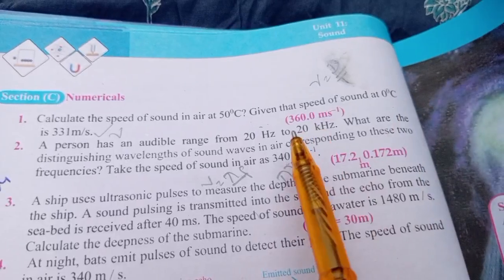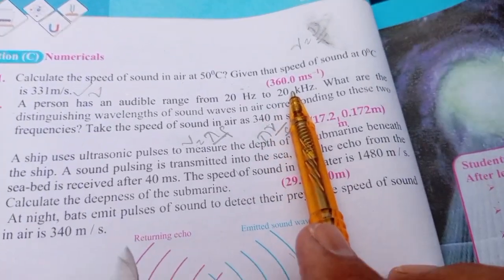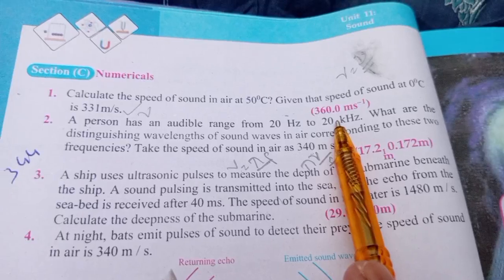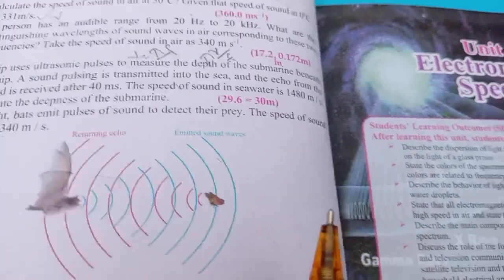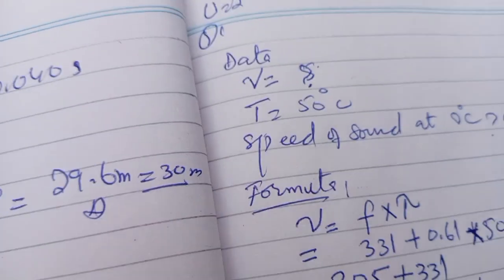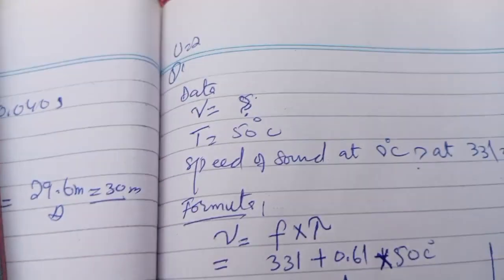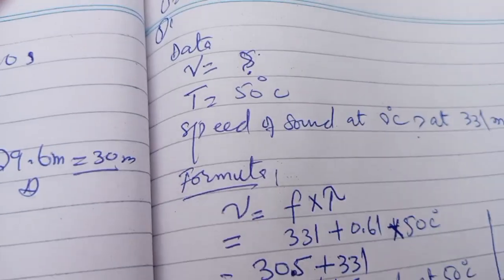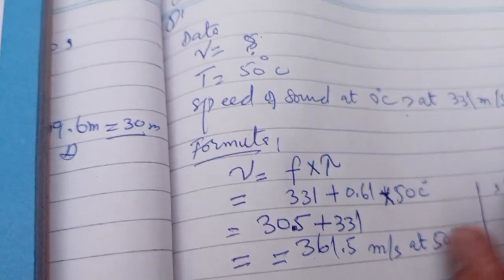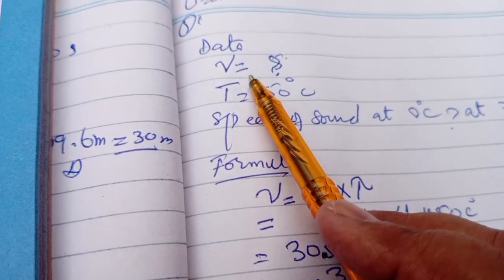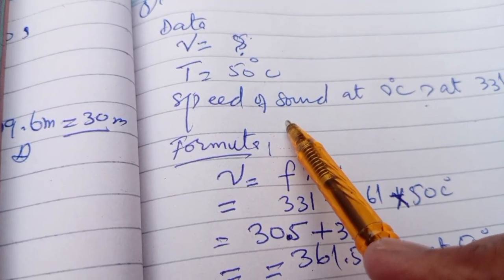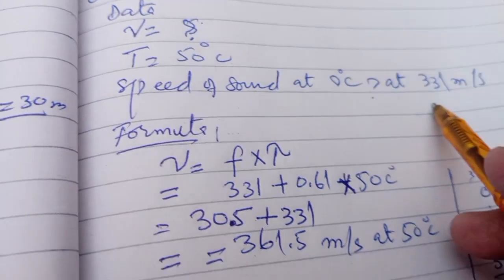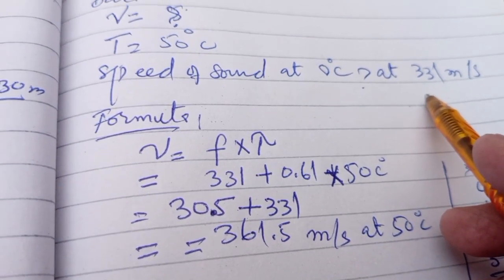Keep in mind one thing, that the answers are given according to the old book of physics, because the value has been changed somewhat. So here I will solve the exercise. Before we come to solving, I have written the data of the problem. At first, the speed of sound at 50 degrees temperature we have to find out, and the speed of the sound at 0 degrees has been given, that is 331 meters per second.